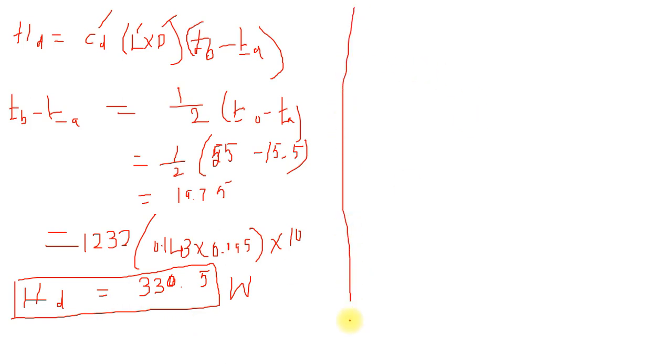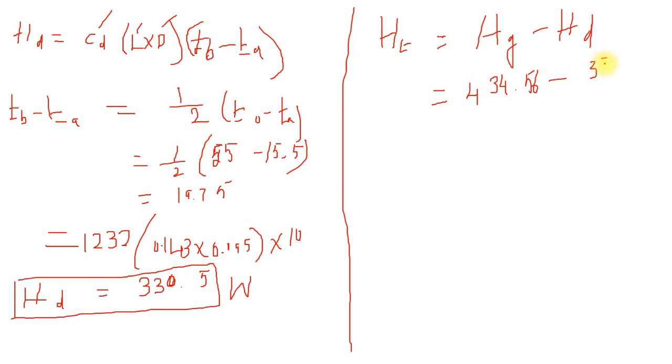To find out how much cooling is needed, I can write HT, the heat which is to be cooled, as heat generated minus heat dissipated. So I can write 434.56 minus 330.5. Then I can find the HT value. So HT is equal to 104.06 watt.